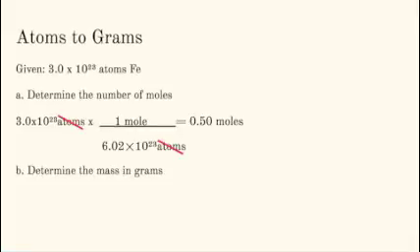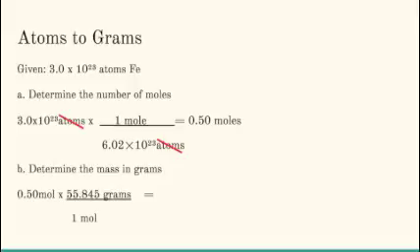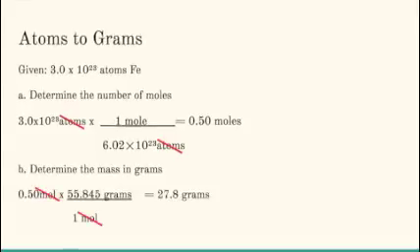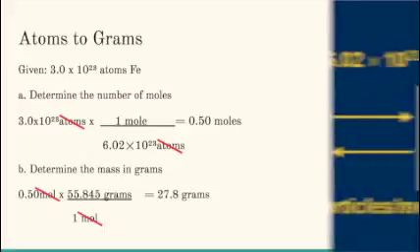The atoms cancel out, and we are left with moles. Then we divide, and we are left with 0.5 moles. Now that we have determined the number of moles, we can now determine the mass in grams. We multiply the 0.5 moles by the molar mass, which is 55.845 grams. When we multiply it, the moles cancel out and we're only left with grams. When we multiply it out, we are left with 27.8 grams of iron.